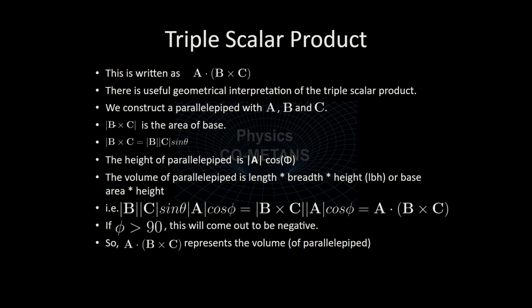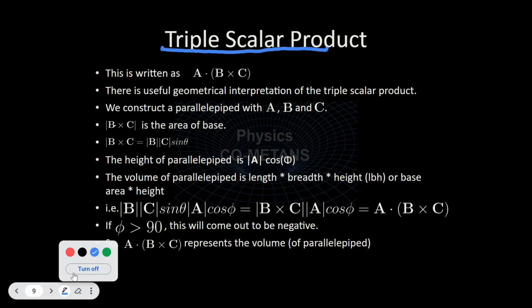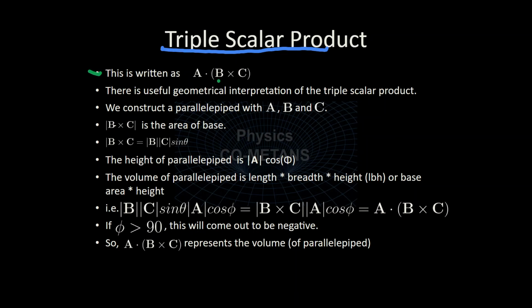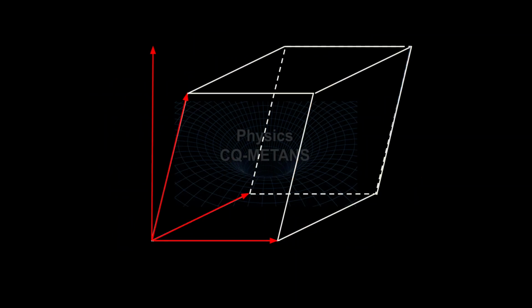Let us see what the triple scalar product is. It is also written as A dot B cross C, which we have seen just a few seconds back. Now there is a useful geometrical interpretation of the triple scalar product. This is very important, very crucial, because it will give you some idea of what this is. What we do is construct a parallelepiped with the vectors A, B and C.